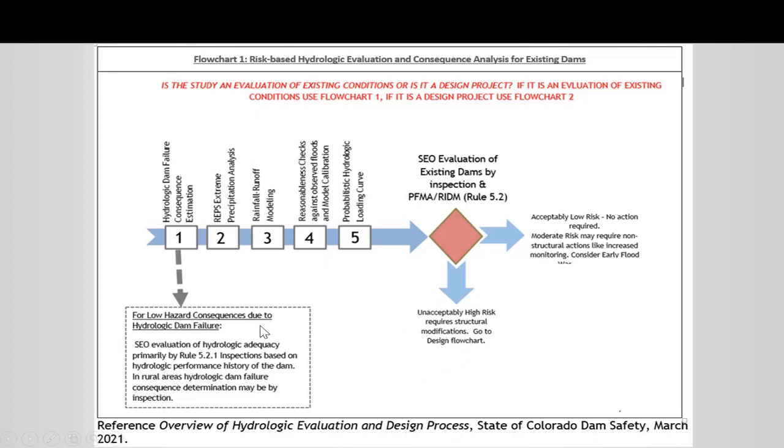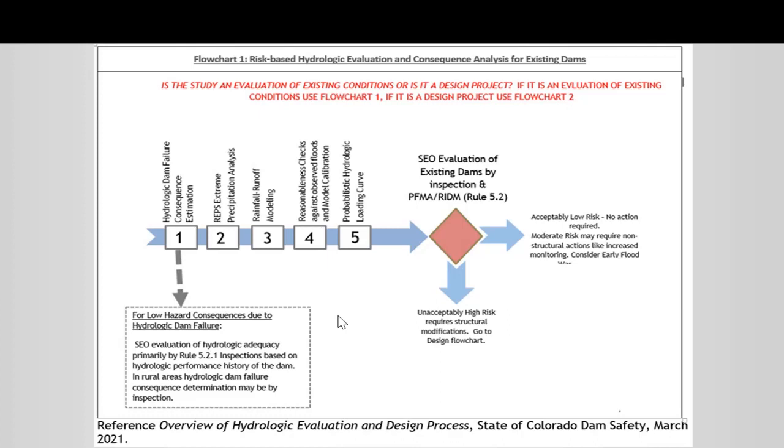A couple things before we get to that. So we have here in the gray hatched or dashed box a jumping off point for low hazard consequence dams. So if the consequences from hydrologic failure of the dam can be demonstrated to be low, then we want to make this easier. We don't want to put a bunch of owner resources or consultants or our resources into that. So if we can demonstrate low hydrologic hazard consequences, then we can evaluate the safety, hydrologic adequacy of the existing dam, really just by inspection.